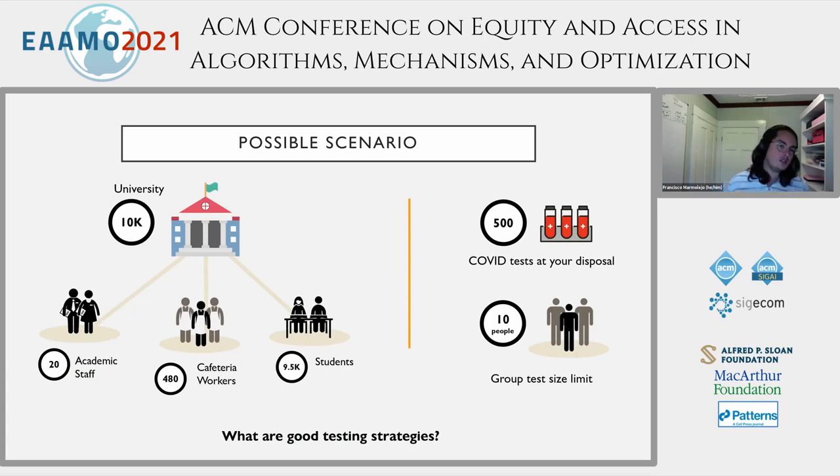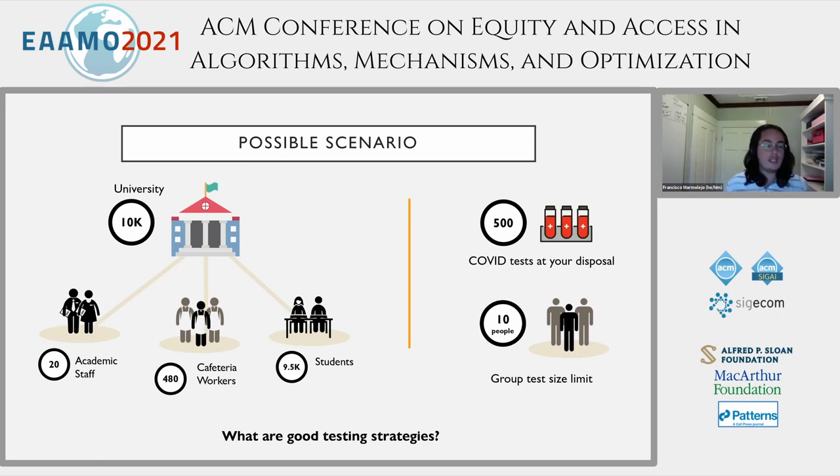In this university, imagine that we have 10,000 individuals. Of these 10,000 individuals in this toy scenario, 20 are academic staff, 480 are cafeteria workers, and 9,500 are students. The important thing to note in this toy example is that this university has two centers of contact: classrooms, and the cafeteria where all students congregate to have a meal and the cafeteria workers are there. So in this toy example, that's the contact reality.